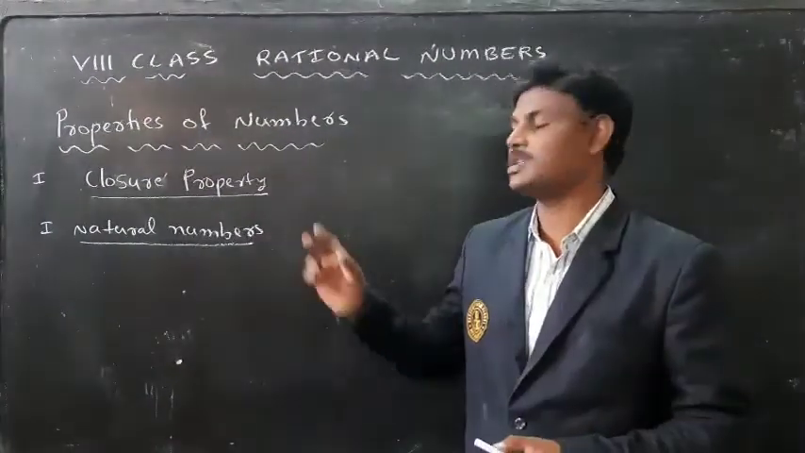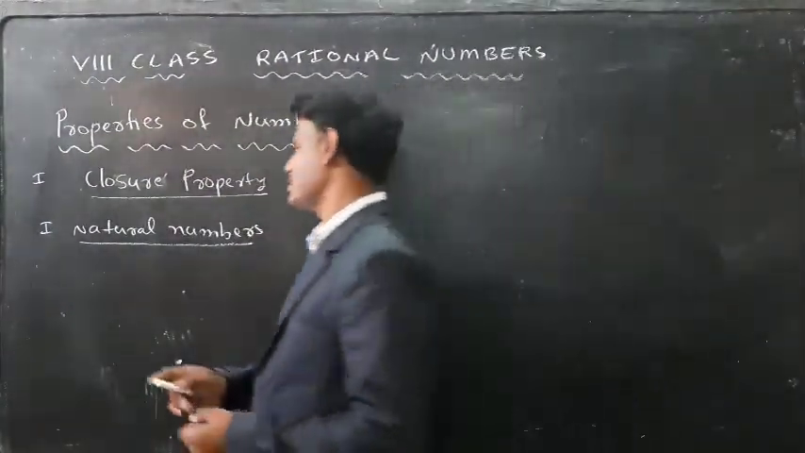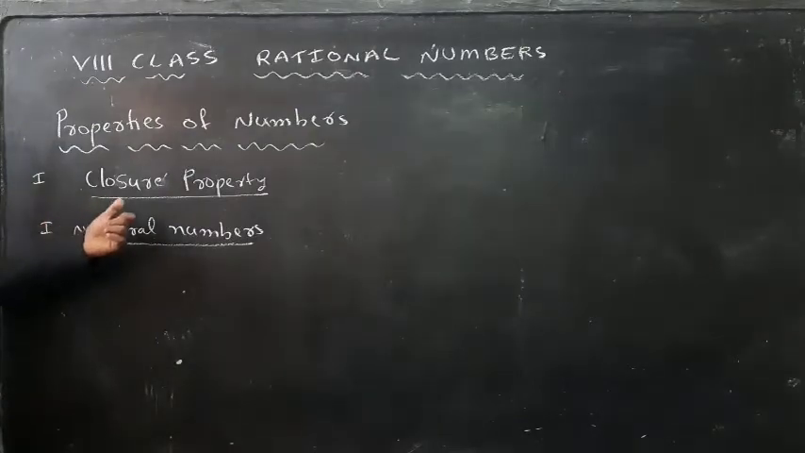Here, the first property is closure property under addition. First, I am going to check the closure property in natural numbers.